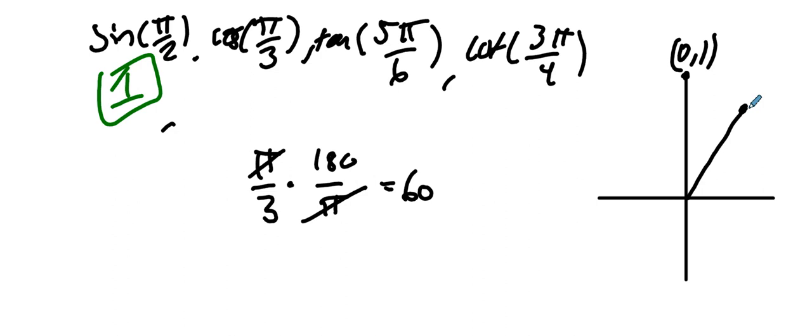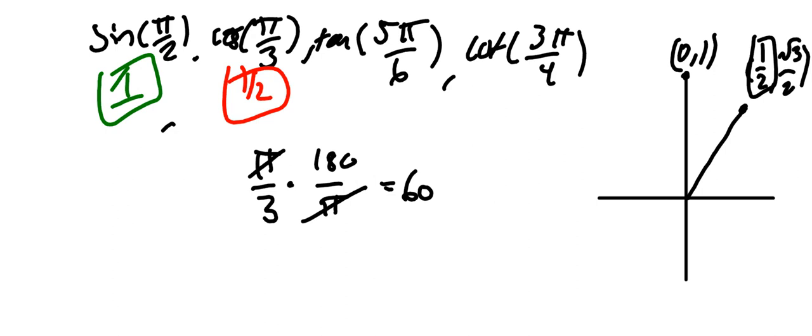So the coordinate here is 1/2, comma, square root of 3 over 2. And sine theta, or sorry, cosine theta is the x value. So this one is equal to 1 over 2.